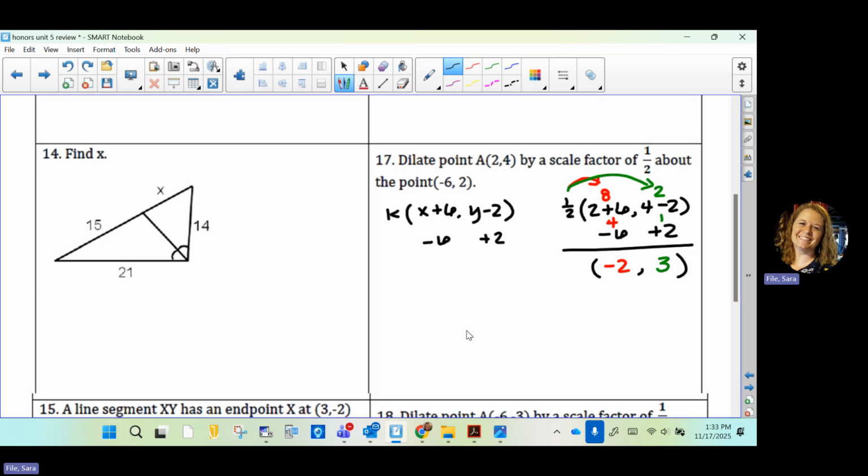So in number 14, I've got an angle bisector. Guys, x is not 15. These are not equal. It's not bisecting the side. Okay, it is bisecting the angle. When you have an angle bisector, it splits that side proportionally. So I can say x is to 14 as 15 is to 21. Okay, so I would end up multiplying 15 and 14 and dividing by 21, and that comes out to 10.